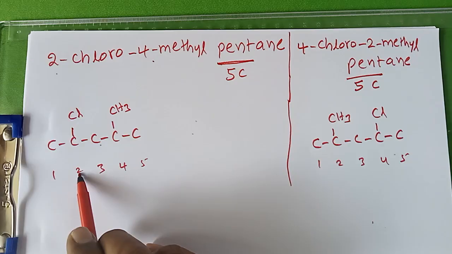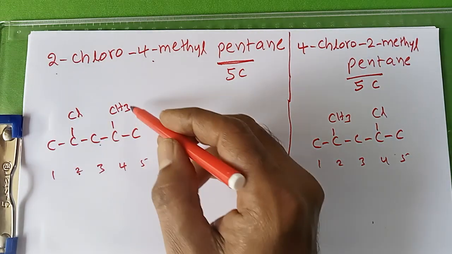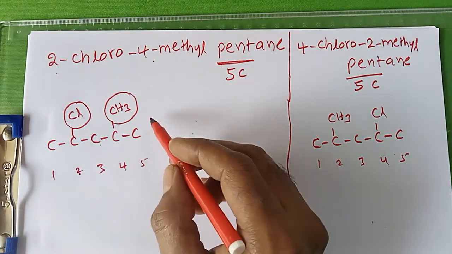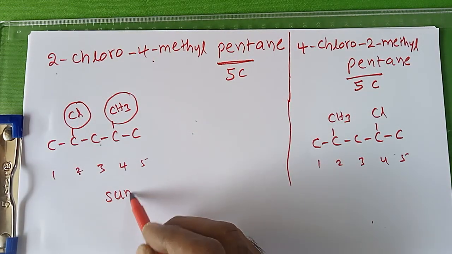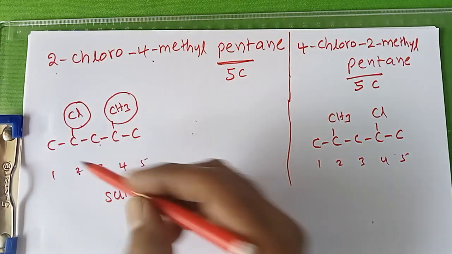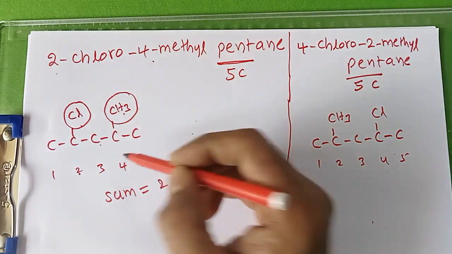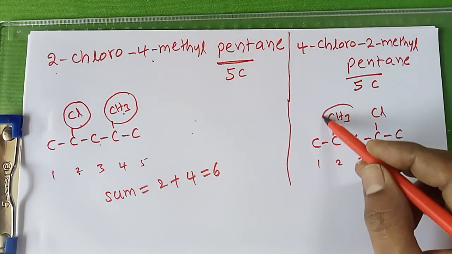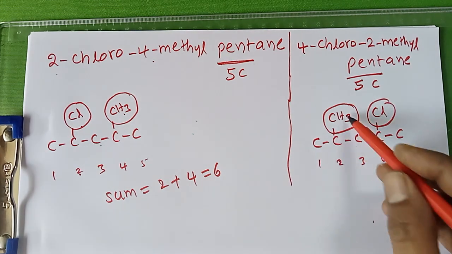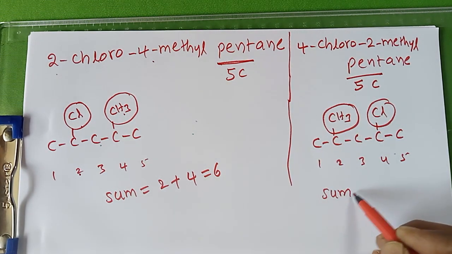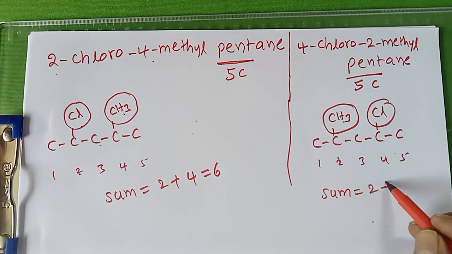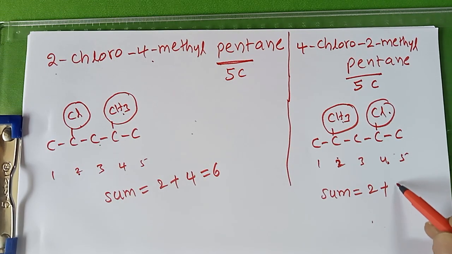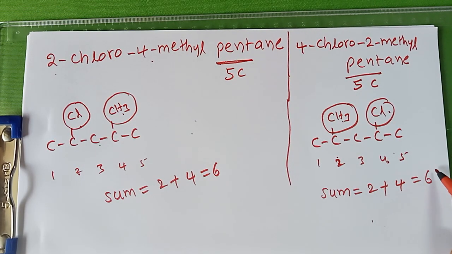Now here, second carbon chloro. Here, fourth carbon chloro. First, in this one, you calculate the sum value. What is the sum value? Sum is equal to second carbon chlorine, 2, plus fourth carbon methyl, 4, is equal to 6. Here also you calculate the sum value. This methyl at second carbon, 2, and this chlorine at fourth carbon, 4. 2 plus 4 is equal to 6.